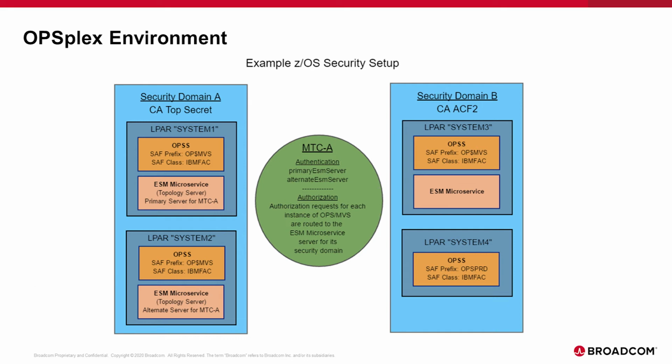Any other instances of the ESM microservice, such as the one on System 3 in this example, do not have to be configured as topology servers. Note that the Ops MVS instance on System 4 has configured a different SAF resource prefix, OPSPRD. This means that even though System 3 and System 4 are in the same security domain, one user in security domain B can have different levels of access to Ops MVS on System 3 and System 4. And after the introduction of the Federated Security feature, MTC-A will respect those levels of access.